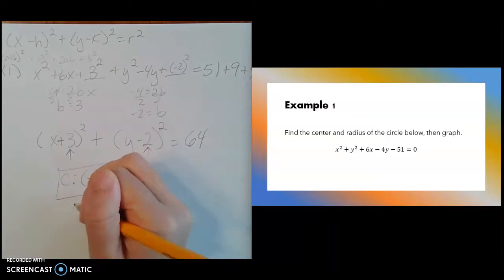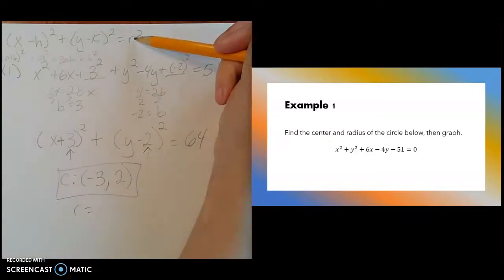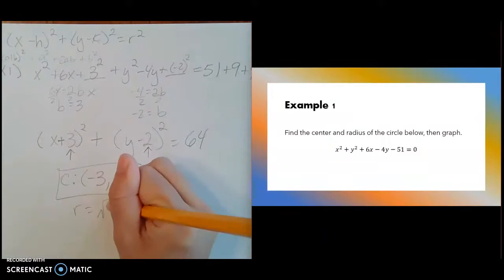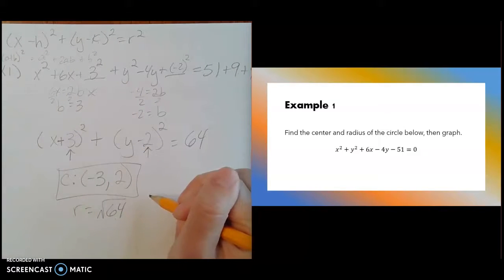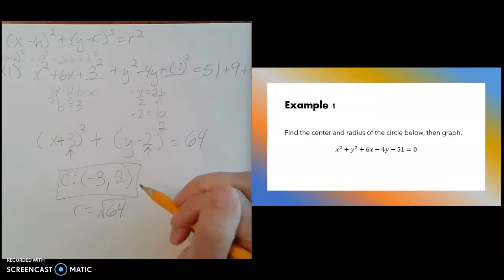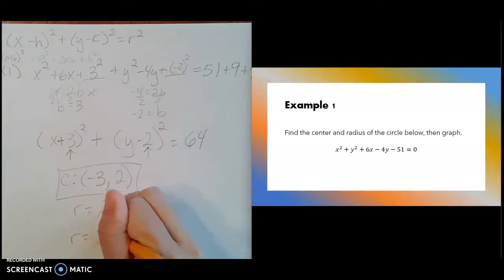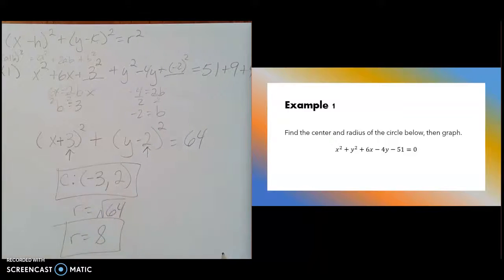There's your center. For the radius, notice that our equation equals r squared, not r. So all I've got to do to find the radius is just take the square root of 64. Okay? And it is the positive square root. We're not doing plus or minuses because we should have positive values. The square root of 64 is 8. So there's your radius.